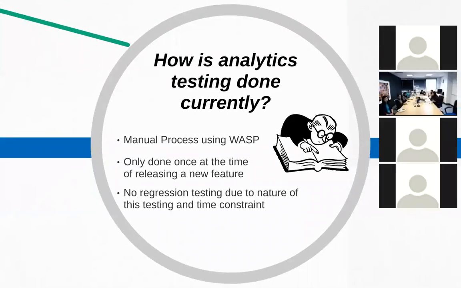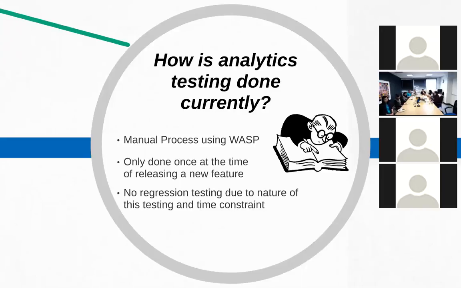How is analytics testing done currently? We do a manual process of testing, and we use WASP as a tool, which is a Chrome extension. We only do this manual process once, when the feature is getting released. Because we have such a tight schedule of 2-week sprint cycles and such time constraints, we cannot be doing regression testing on these metrics every release. It's just not humanly possible to do manual testing on these.